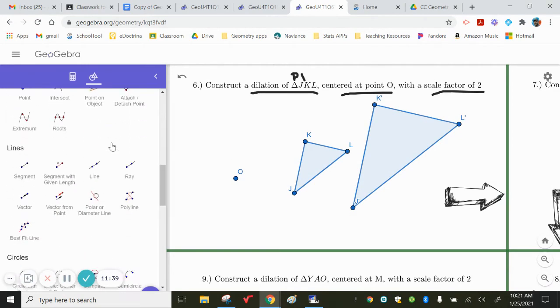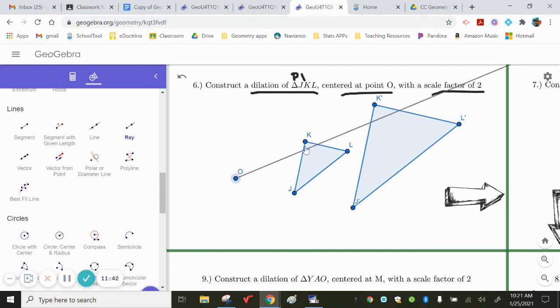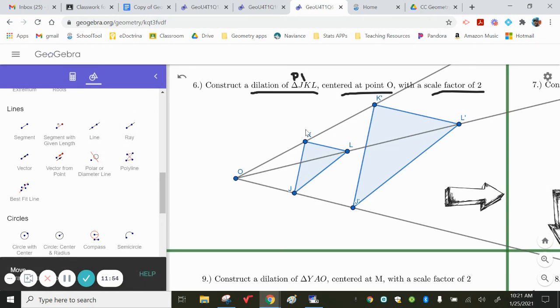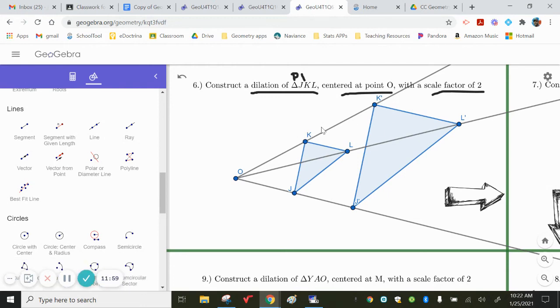With my line tool, ray, I go from O through K, and the ray also goes through K prime, and then through L and L prime, and through J and J prime. All of those rays end up through both the pre-image point and the image point. So each point just moved further down that linear path. It did not get bigger or smaller. It just moved farther away. And when all the points move farther away, then they move farther away from each other as well. And that's how we end up with a triangle that's bigger than the original triangle.